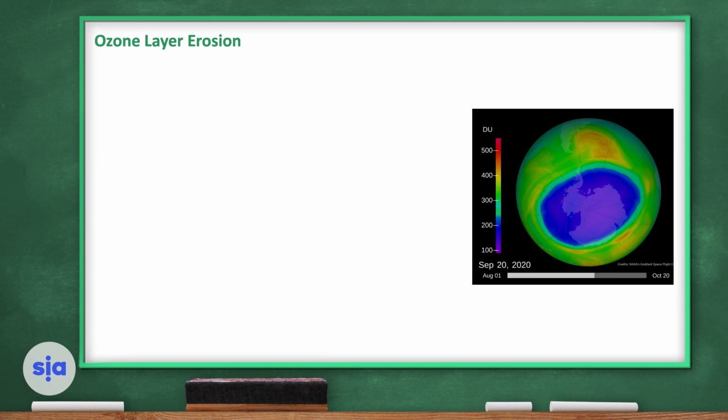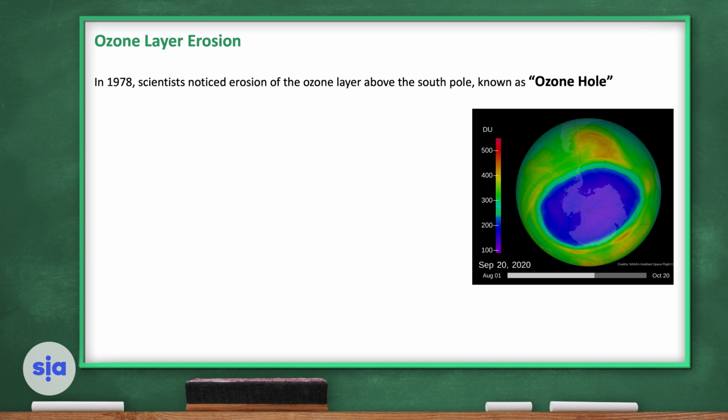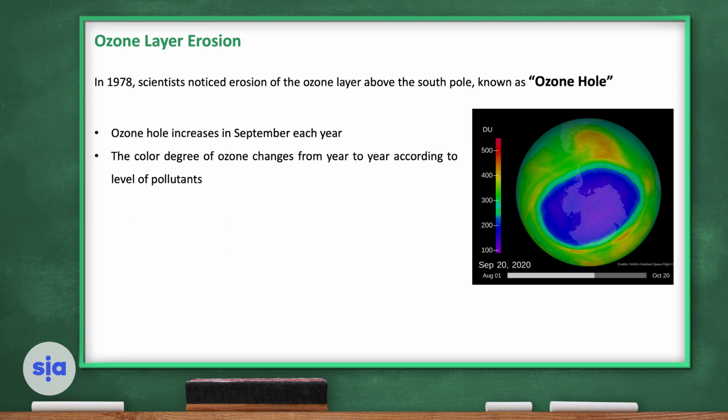Did you hear that ozone layer is being eroded? Yes. In 1978, scientists noticed erosion of the ozone layer above the South Pole, something known as ozone hole. This ozone hole increases in September each year. The color degree of ozone changes from year to year according to level of pollutants.